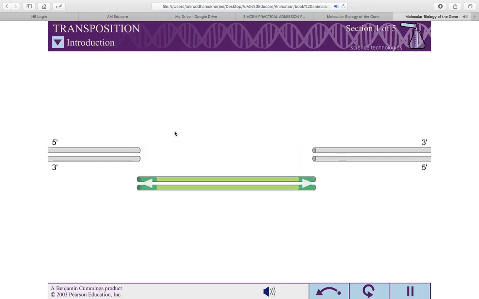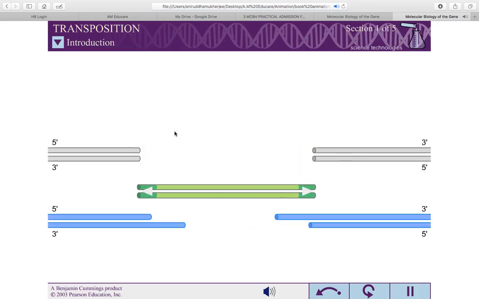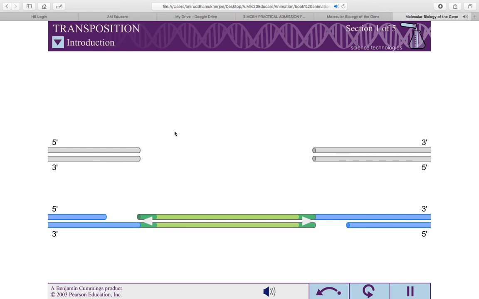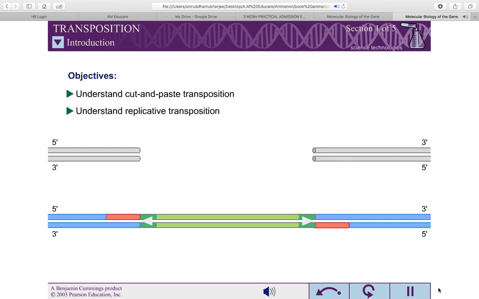Transposition is a form of genetic recombination that moves defined genetic elements, called transposable elements or transposons, from one DNA site to another. Transposition of DNA sequences can occur by either of two mechanisms: cut and paste transposition or replicative transposition. When you have completed this exercise, you should understand the cut and paste mechanism of transposition and understand the replicative mechanism of transposition.